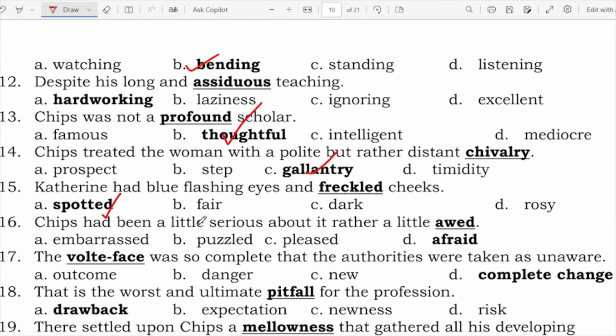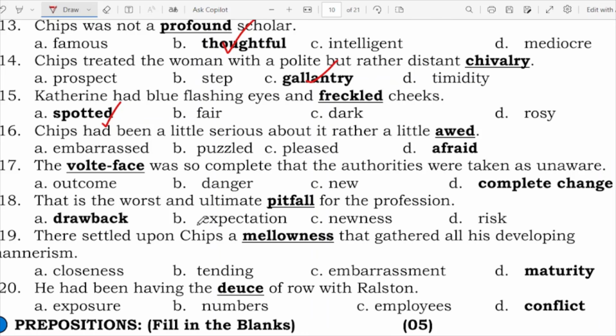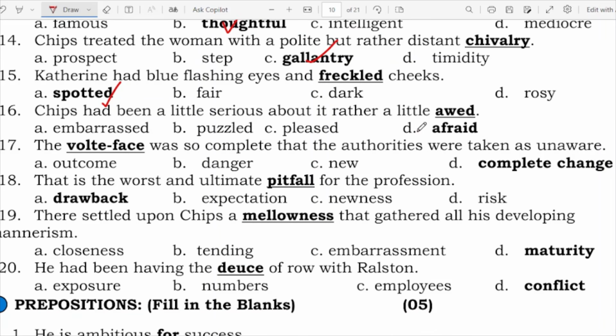Chips had been a little serious about it, rather a little odd, afraid. And volte-face is also another word, that is complete change. Pitfalls, that is drawback. And mellowness is also important, maturity. And deuce is a conflict. So these words are from Mr. Chips.